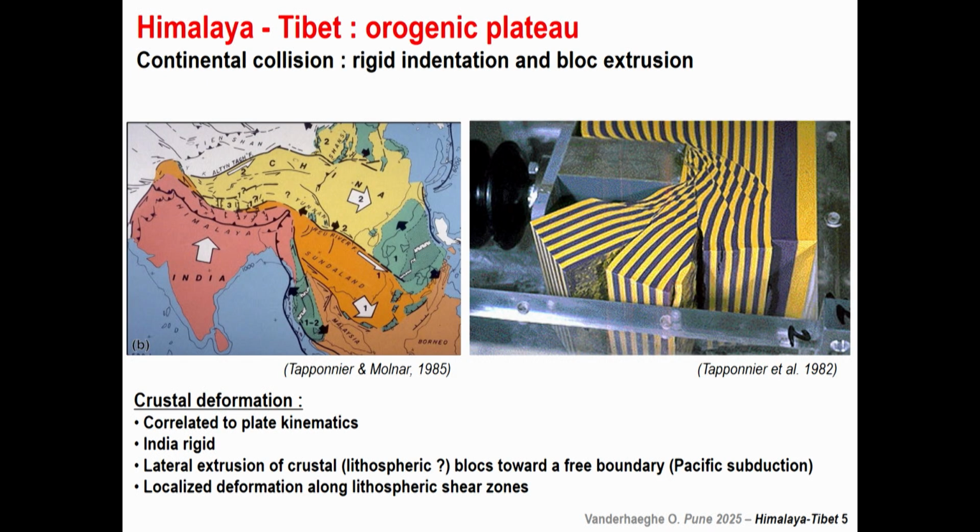So I just remind you about this indentation model, rigid India punching soft Eurasia with extrusion of blocks, and that provided a nice way to correlate plate kinematics with continental deformation. But the main assumption here is that India is rigid and Eurasia is weak. So how do we justify that?